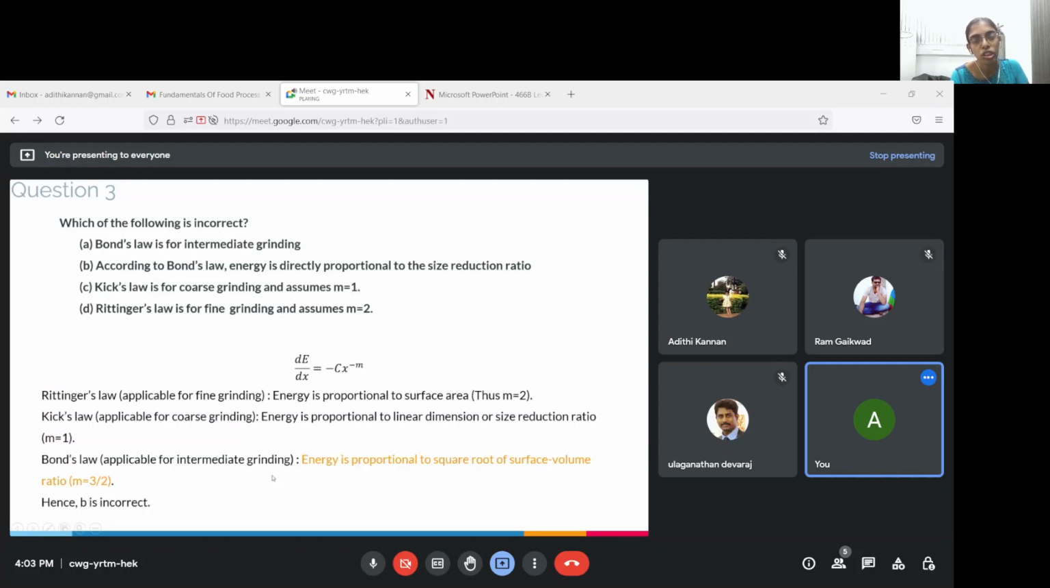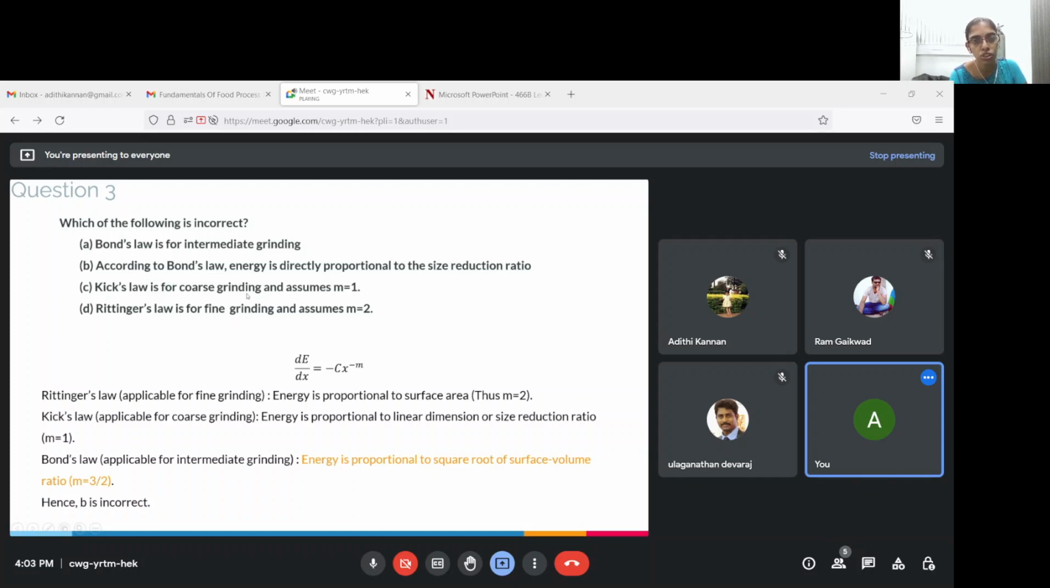And Bond's law is applicable for intermediate grinding. Here, energy is proportional to the square root of the surface volume ratio. So, in this case, m is equal to 3 by 2. Hence, as you can see here, Bond's law is used for intermediate grinding.